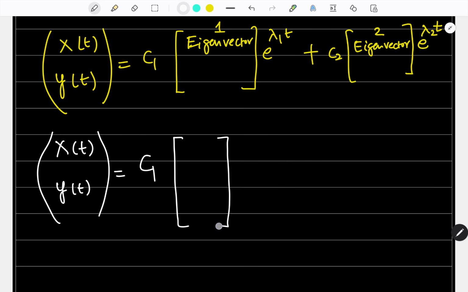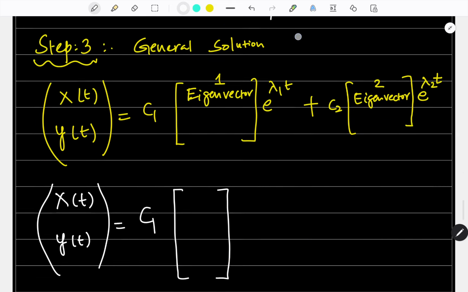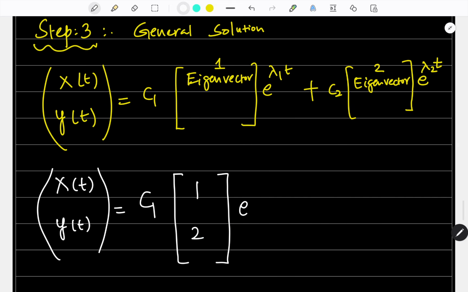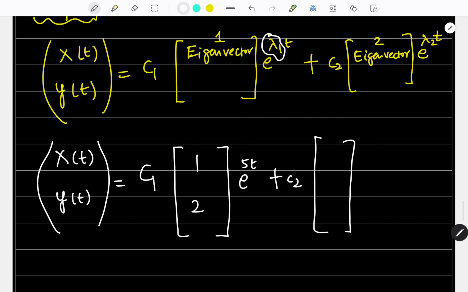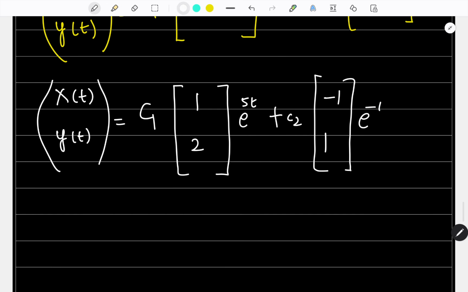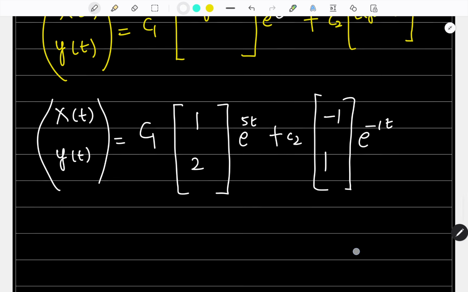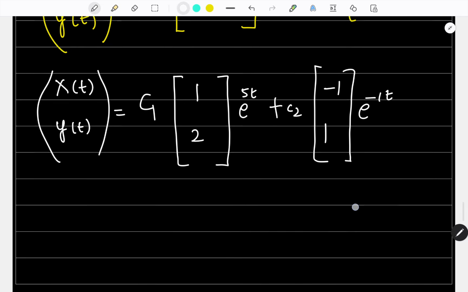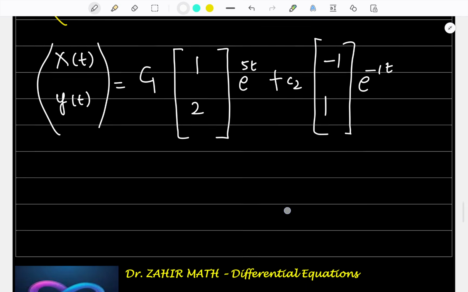C1 times first eigenvector is 1 and 2, e power, what is my lambda 1? My lambda 1 is 5, okay, plus C2, right, again a column vector, which is minus 1 and 1, e to the power of lambda 2t. Lambda 2 is minus 1, so minus t, okay, right. So now I got this one. You need to write as a solution, not in a matrix model.